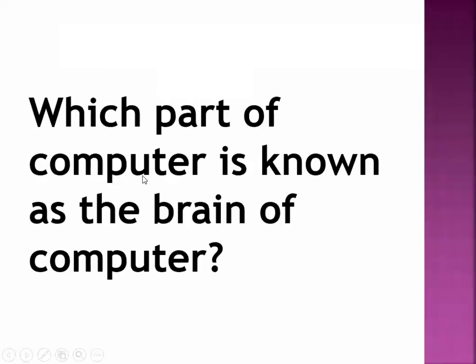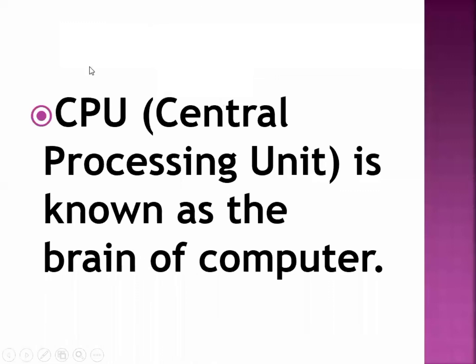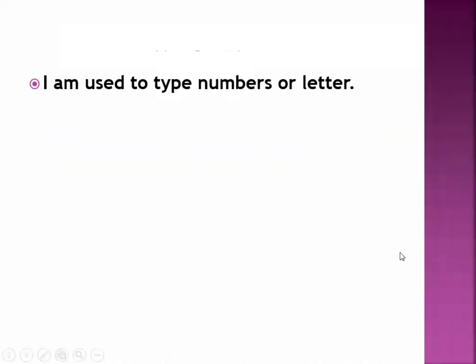Which part of computer is known as the brain of computer? Tell me quickly. Give me your answers on chat box. Sumaya, your answer is right. CPU is called the brain of a computer. CPU means central processing unit, is known as the brain of computer.